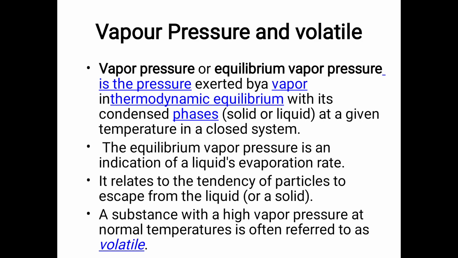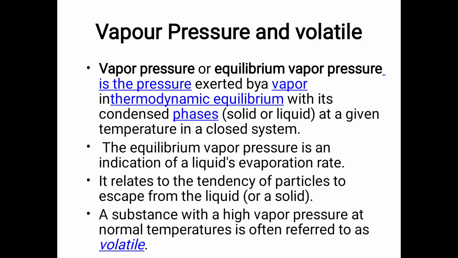The vapor pressure, or equilibrium vapor pressure, is the pressure exerted by a vapor in thermodynamic equilibrium with its condensed phases, that is, a solid or liquid, at a given temperature in a closed system. The equilibrium vapor pressure is an indication of a liquid's evaporation rate. So vapor pressure plays a major role in liquid evaporation rate. It relates to the tendency of particles to escape from the liquid or solid.